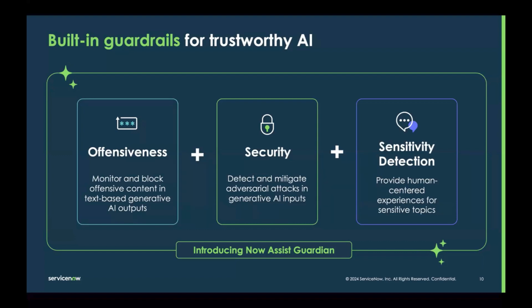The next one being security. So that security guardrail, what we're looking to do right now is to either monitor or monitor and block prompt injection attempts or jailbreaking attempts. And then sensitivity detection has moved into Now Guardian. So really detecting those sensitive topics based on different filters and handling them without LLMs for those use cases where you don't want an LLM to provide a response to that user.